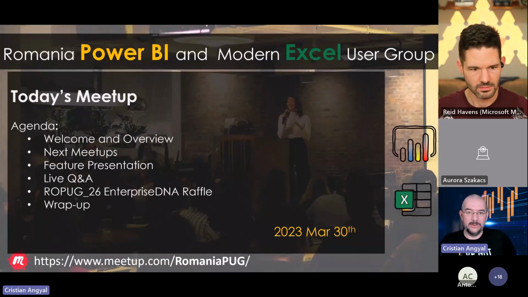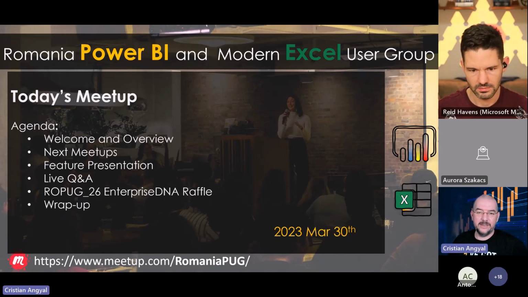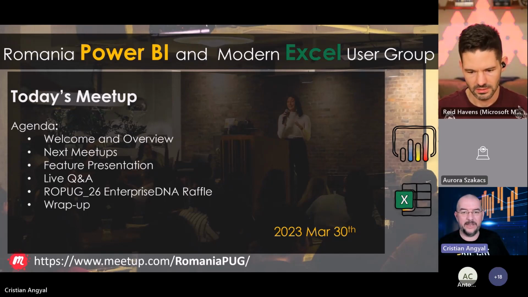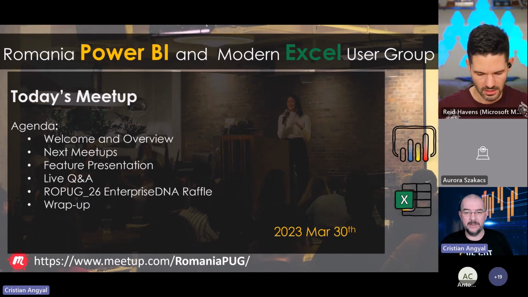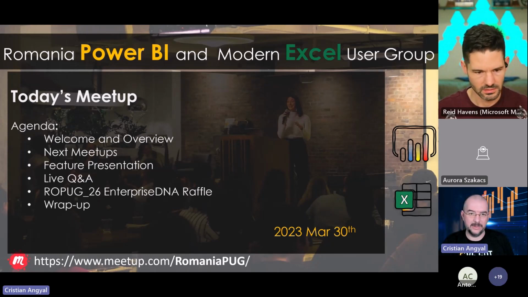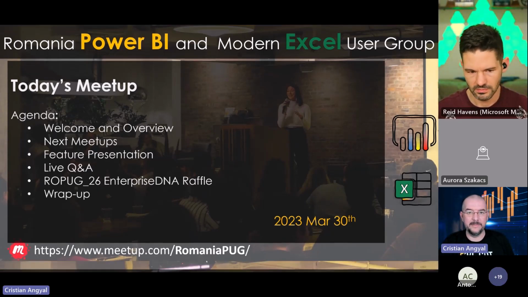We'll go quickly through our usual introductory slides presenting our next scheduled meetups. Then Reid will take the stage for the featured session. A short Q&A at the end, or maybe during the session. We'll see how it goes. And then we'll have the monthly ROPAG Enterprise DNA raffle, our primary official sponsor. And more on this, I will tell you a bit later.